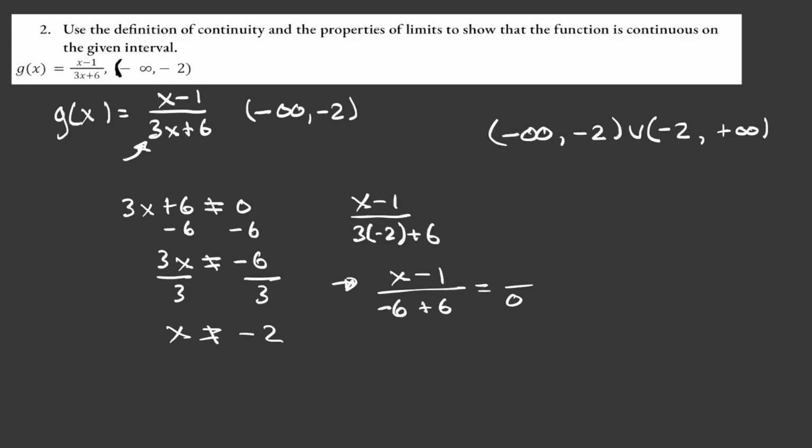Now, if we go back to the main question, they want us to show that the function is continuous on this specific interval. With the domain here, we can recognize that this left side is exactly the interval that we're looking for. So negative infinity to -2 is within the domain of g, and that means g is continuous on the specific interval from negative infinity to -2. That is all.